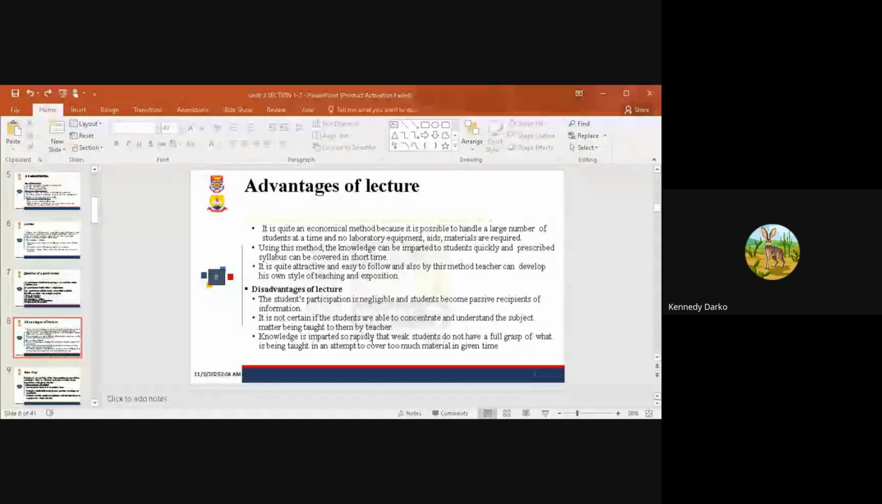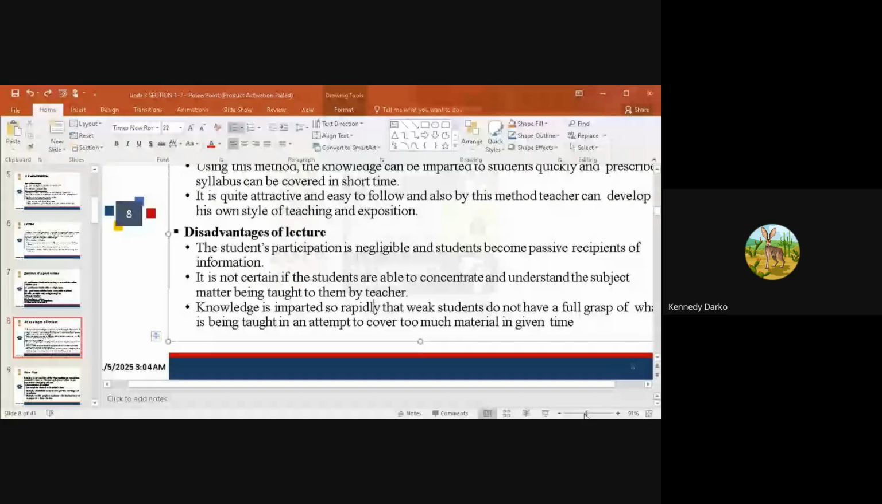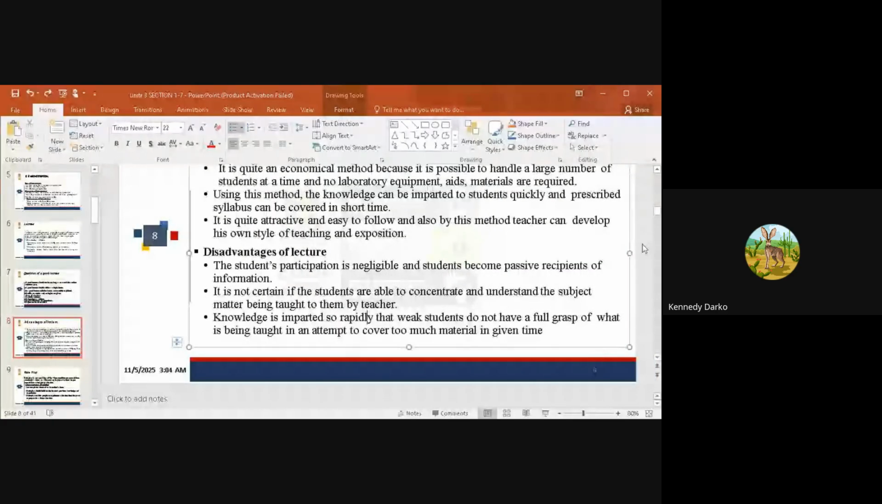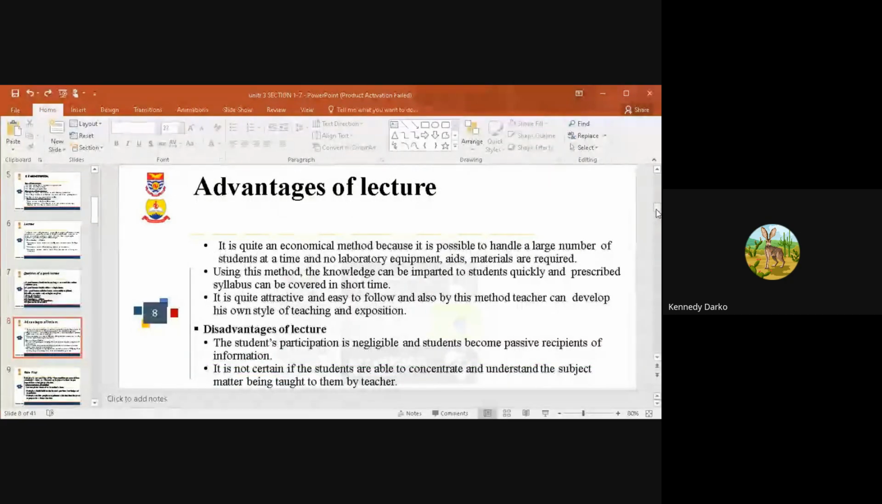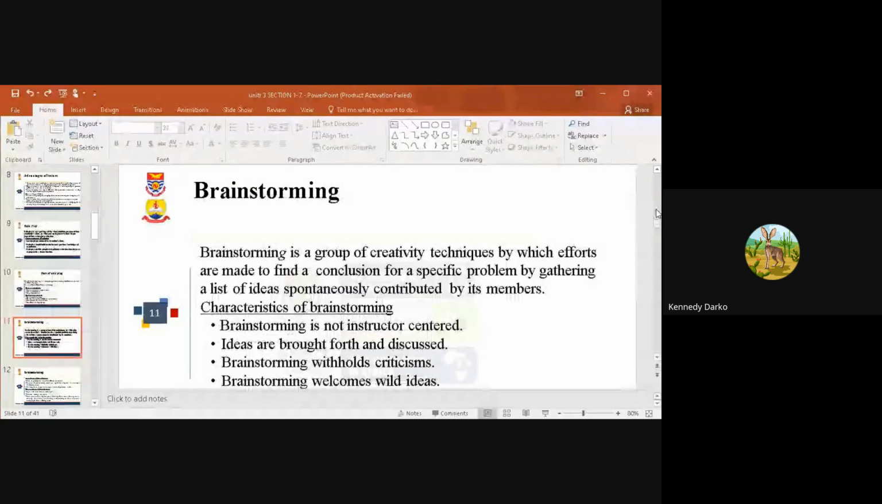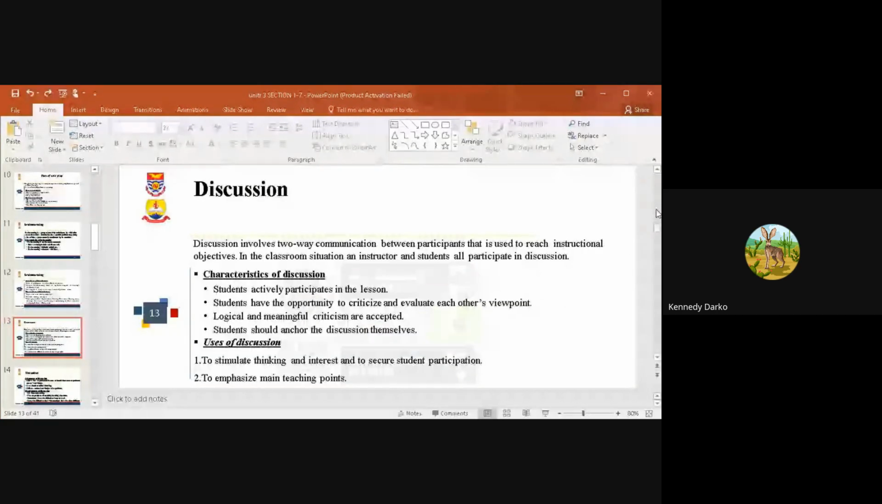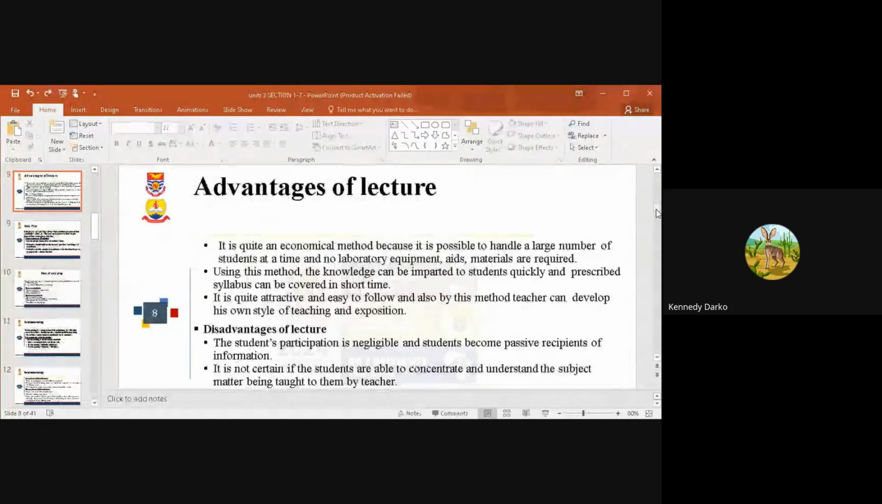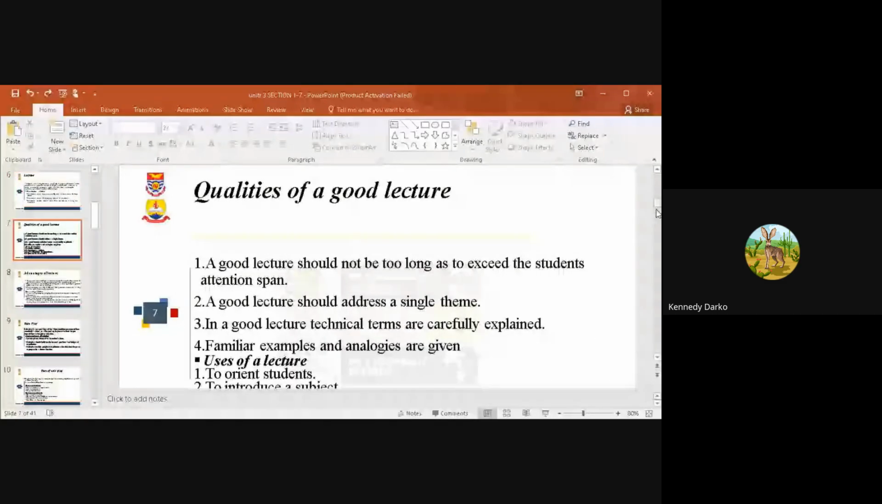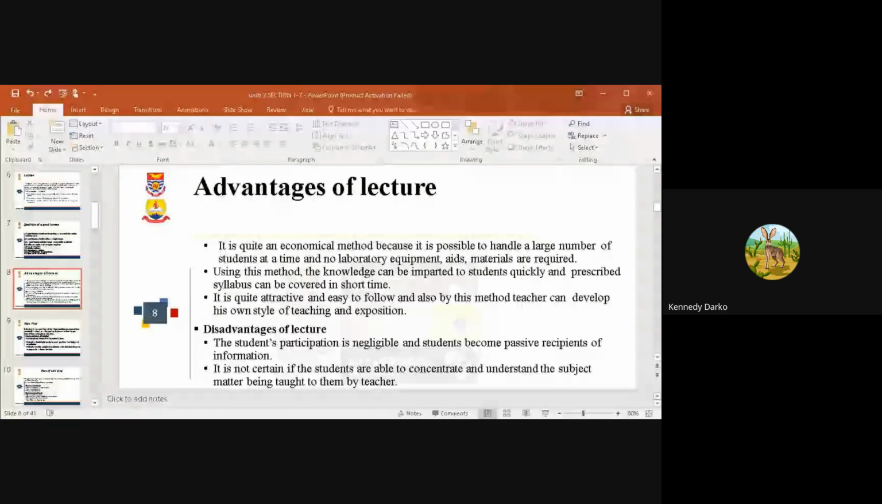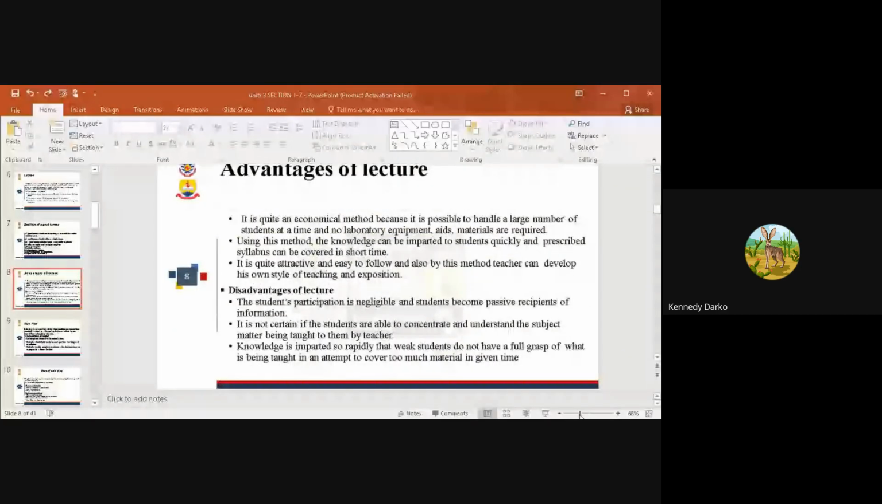Now, advantages of lecture. So with the lectures, what is its advantage? So we are saying that with the lecture method, we have, sorry. All right, sorry. Okay, so advantages of a good lecture.